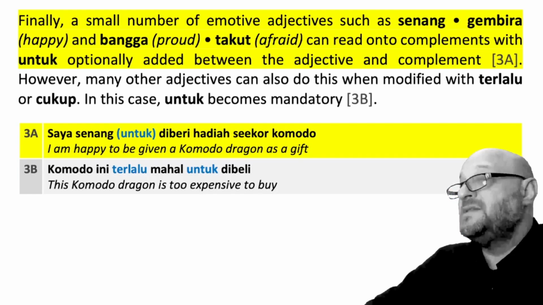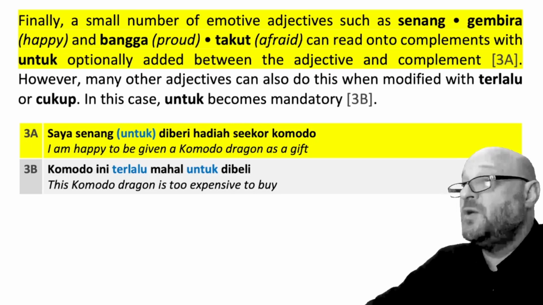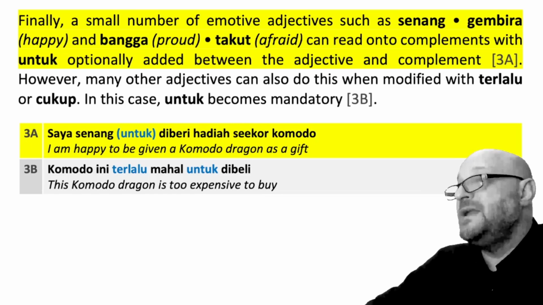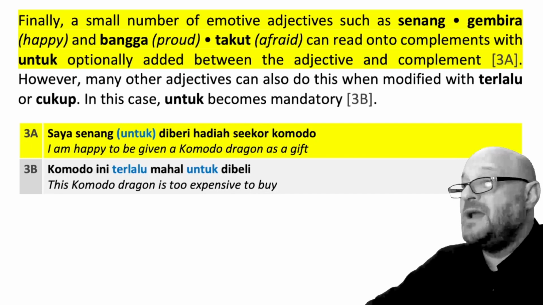Finally, a small number of emotive adjectives such as senang, happy, gembira, happy, bangga, proud, takut, afraid, can take complements with untuk optionally added between the adjective and complement. Example 3a, saya senang untuk diberi hadiah seekor Komodo. I'm happy to be given a Komodo dragon as a gift.